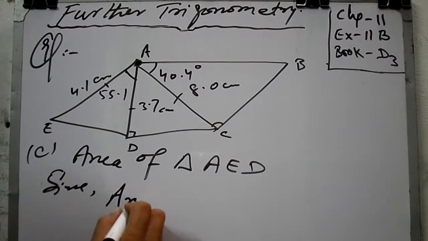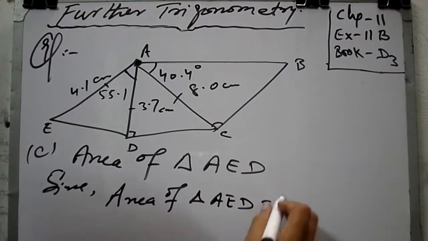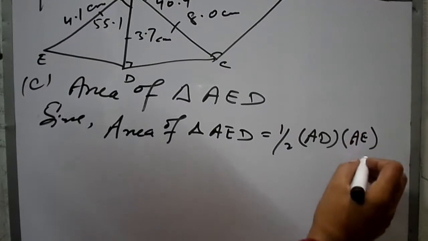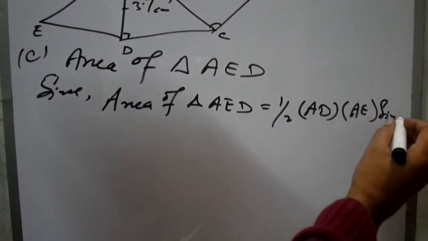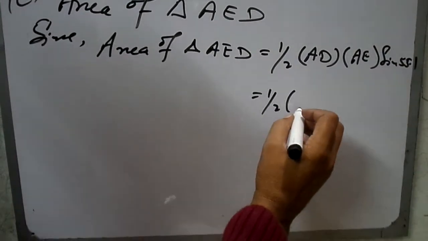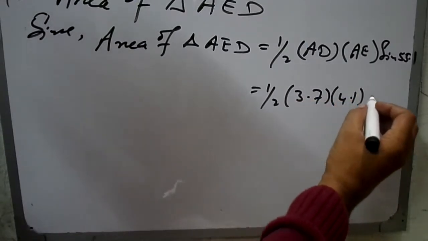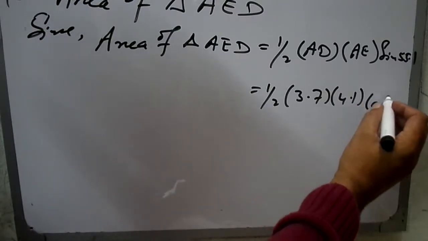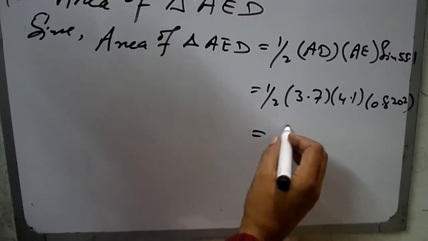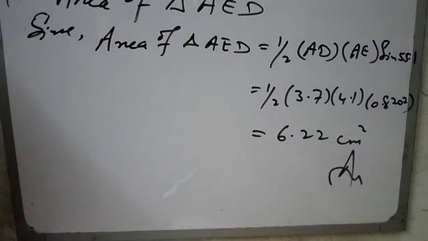Since the area of triangle AED is equal to half AD times AE times sine 55.1, because it is given to us, the value is 3.7, AE is 4.1 and sine 51.8202. So after simplification you will get 6.22 centimeters square. So here is your result.